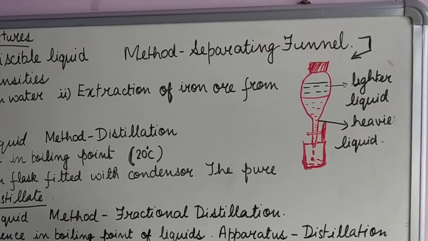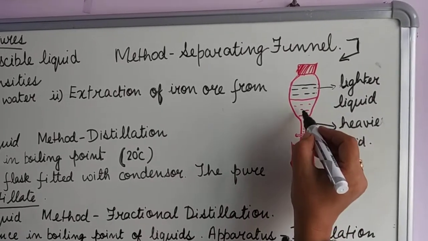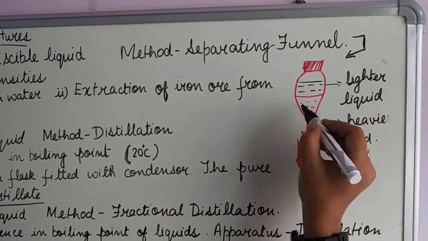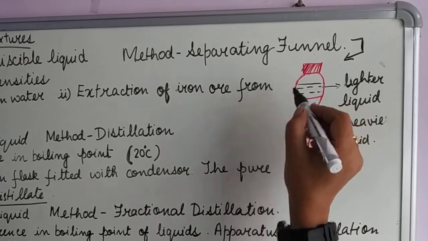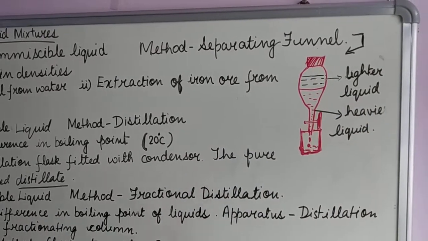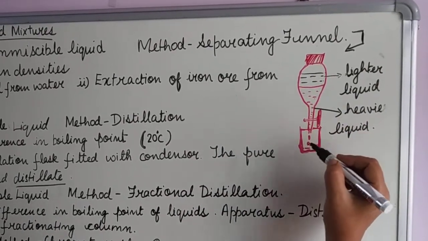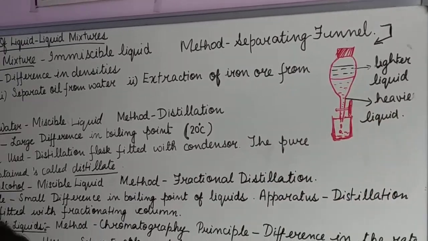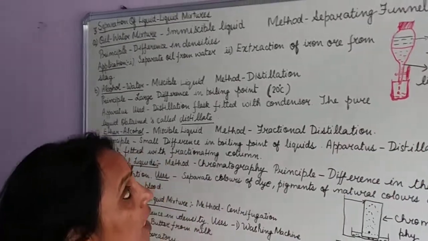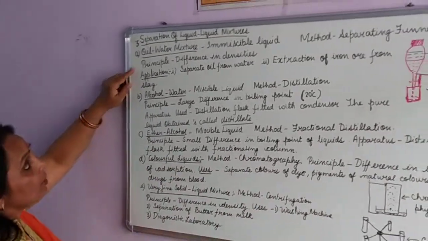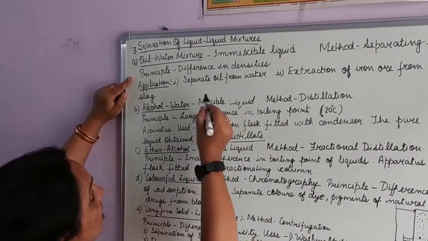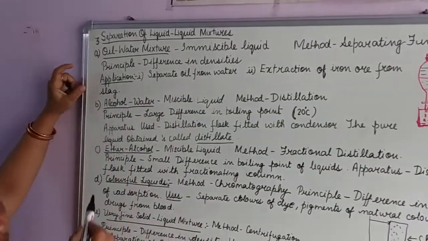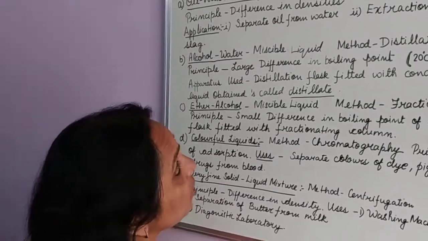So in case of oil-water mixture, the bottom layer is that of water and the lighter or the top layer is that of oil. Now from the bottom we can open the knob and we can collect this heavier liquid from the bottom. Okay, so what is the principle of this separating funnel? It is the difference in density of the two components of the liquids.